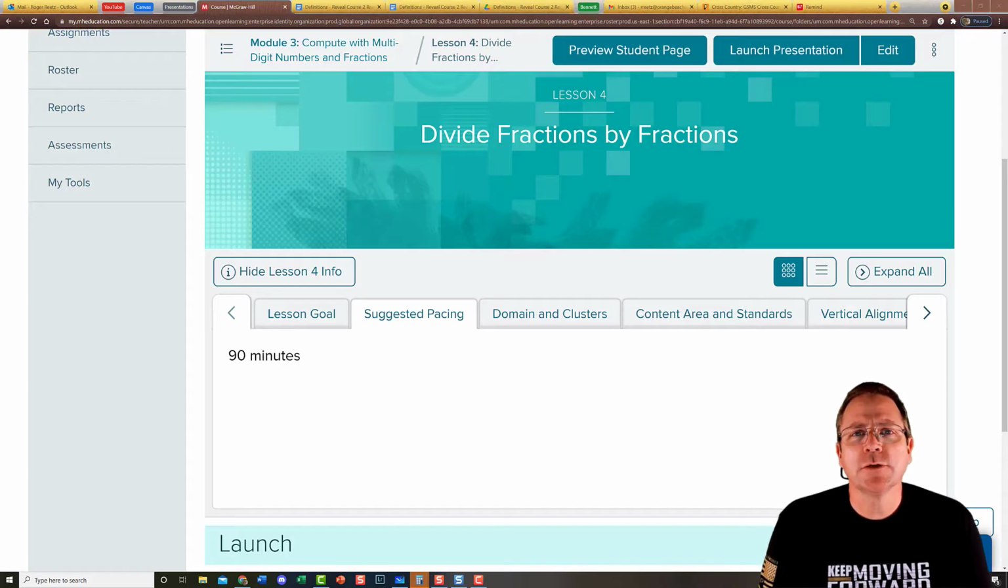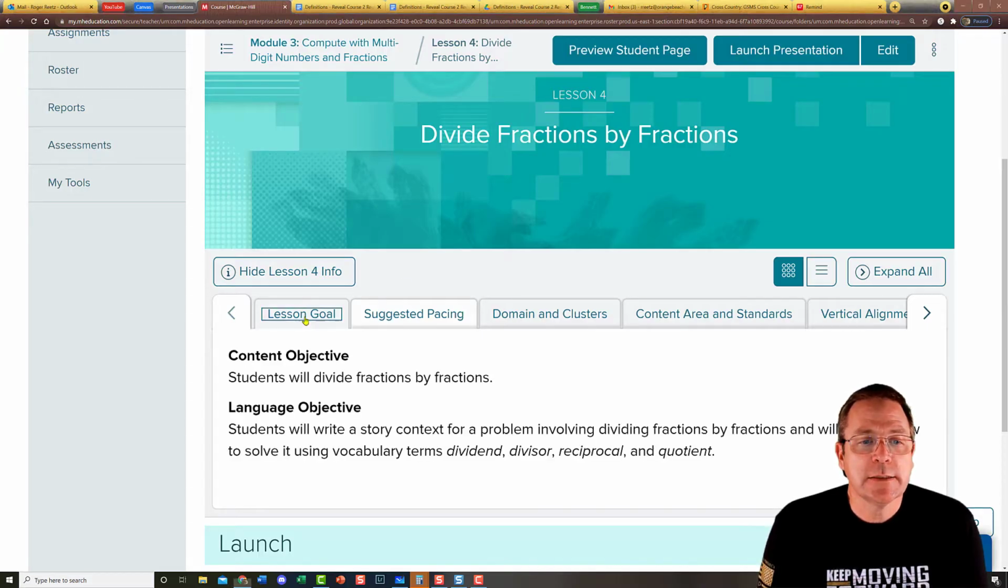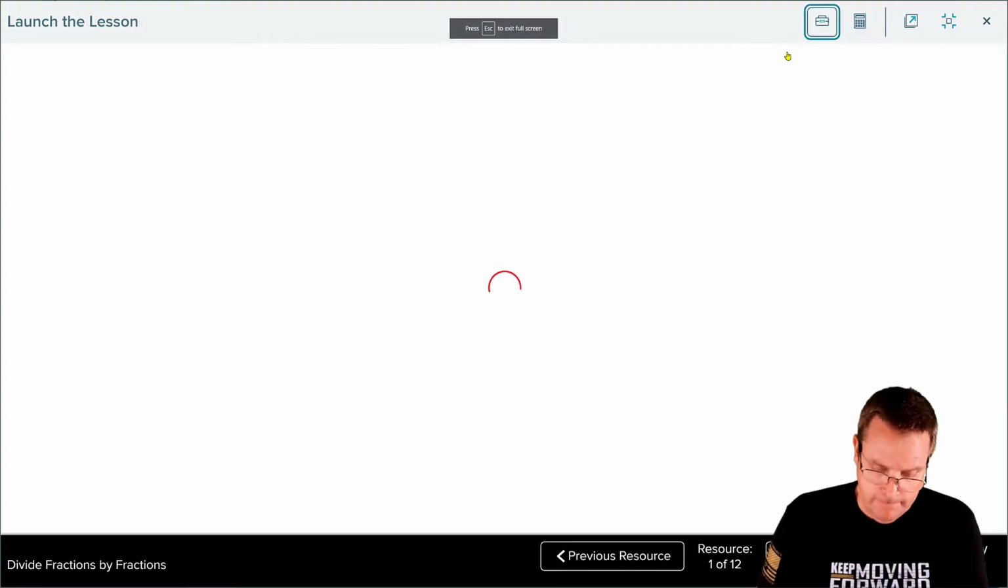Chapter 3, Section 4 is dividing fractions by fractions. And if you could do the last lesson we did, where we divided whole numbers by fractions, then this one here is going to be a piece of cake. The suggested pacing guide says this is a 90-minute lesson, and the course content objective says the students will divide fractions by fractions. Duh, it's in the title. All right, let's get on to our new lesson.